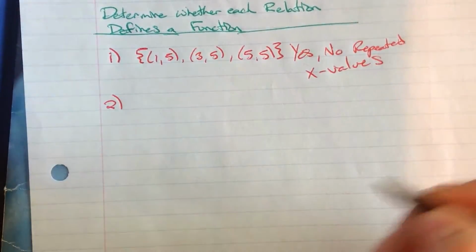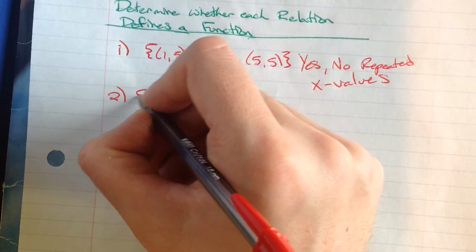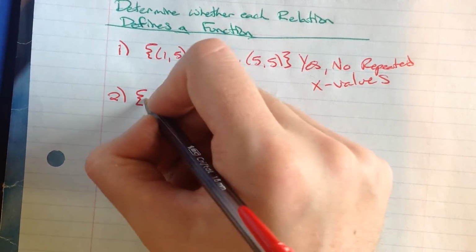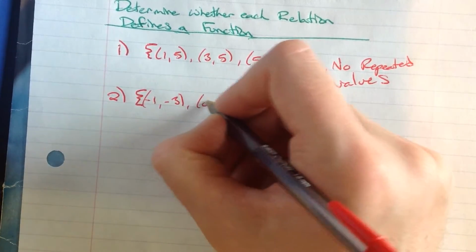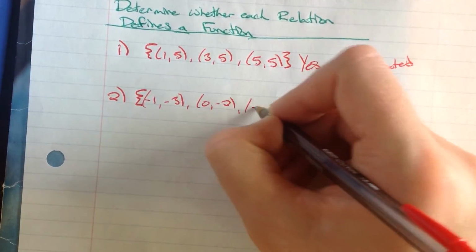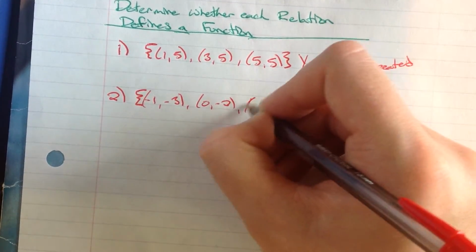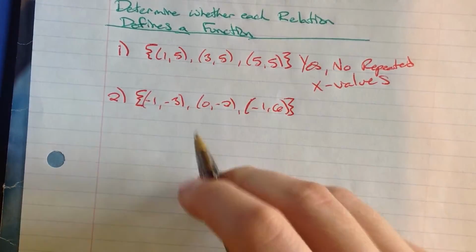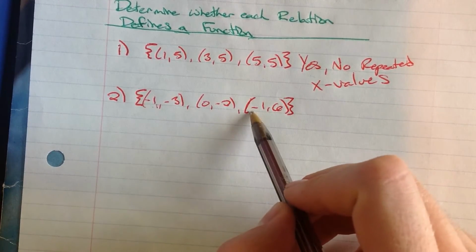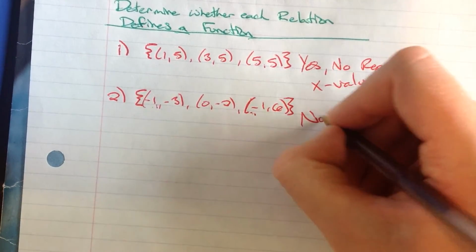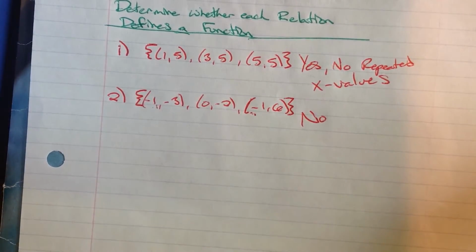If we wanted a second example of this, so I have the set (-1, -3), (0, 2), and (-1, 6). Notice -1 shows up twice. There is a repeat of x values, so no, this is not a function.